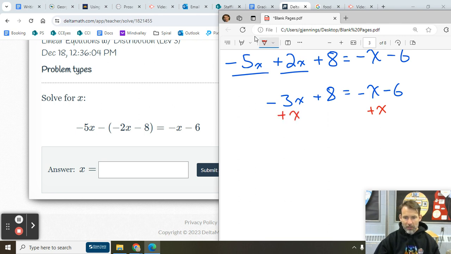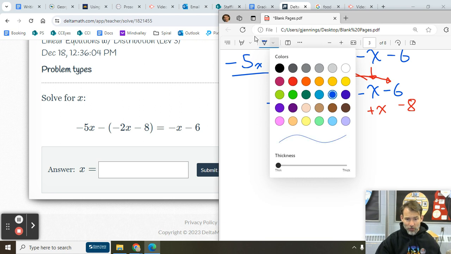Why am I adding x? Because I was subtracting it there. So that will go to 0. And then I'm going to minus 8 to both sides because I know that's going to send the numbers this way and send the x's that way. Okay, I create 0 with 1 on one side and 0 with the other on the other side.